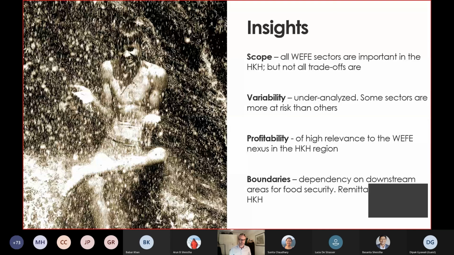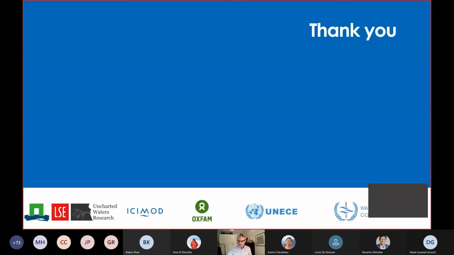That links to the last one. I think when it's about boundaries, the HKH is not isolated or insulated from the downstream areas, nor is it isolated from, say, other regions, for example, with remittances. And such connections might mean that certain trade-offs, certain synergies are stronger or less strong than you would expect if you just zoom in on a narrow area. And I think that is important to take into account. Okay, thank you.